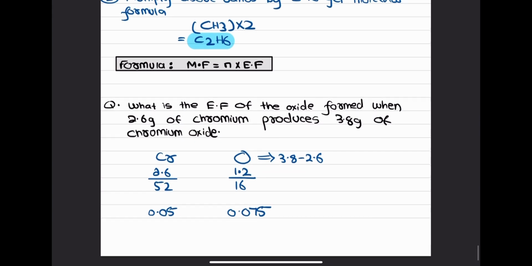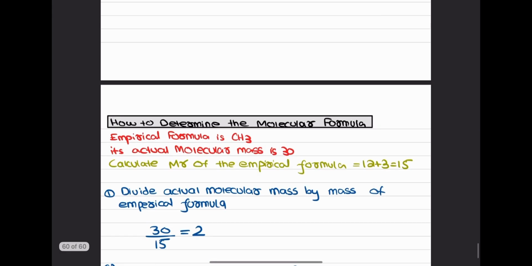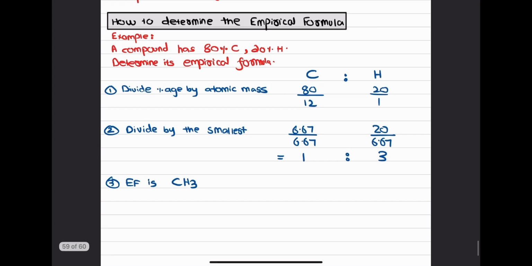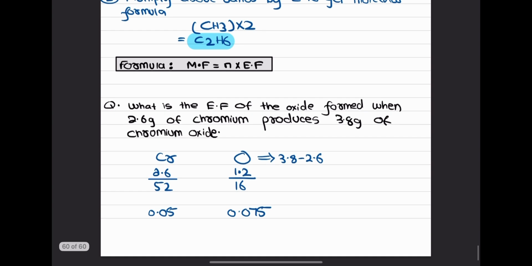Now, again, you have to remember that, wait, divide by the smallest. Okay? So what is the smallest here? It is 0.05. We'll divide 0.05 by 0.05 and we will divide 0.075 also by 0.05. We will get 1 and this will get 1.5.